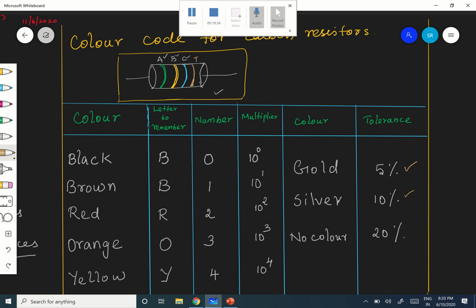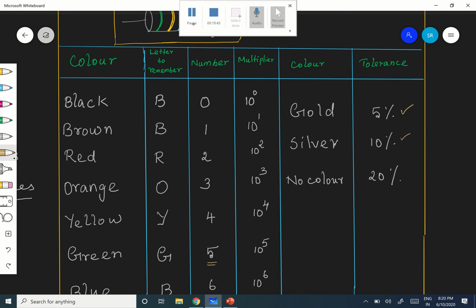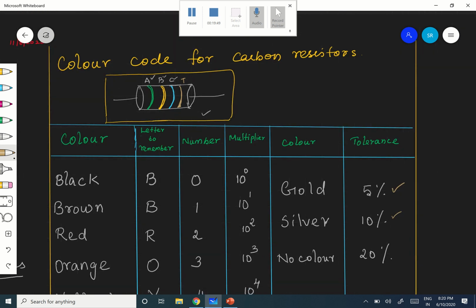Now shall we go back to A, B, C, these color codes? So now you see the first one is green. First one is green means first significant figure. Green is nothing but the value 5. So 5. Therefore, what is R here? R is equal to 5. Okay, first one is 5.